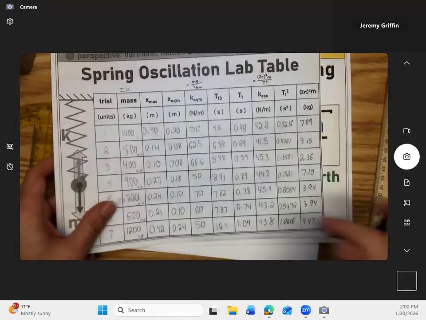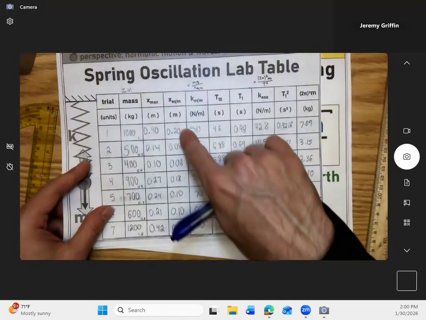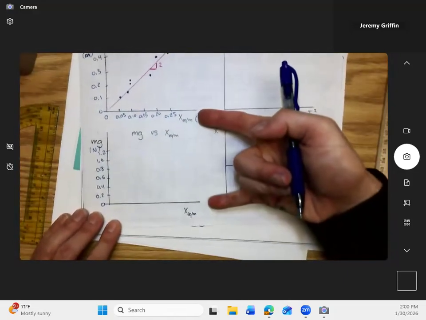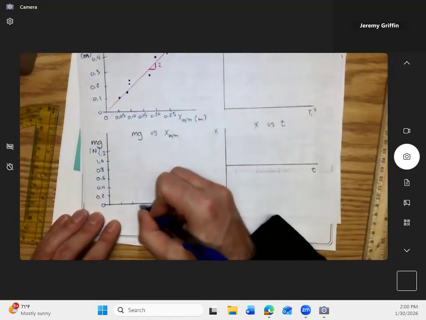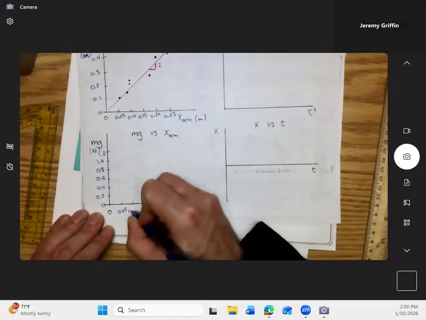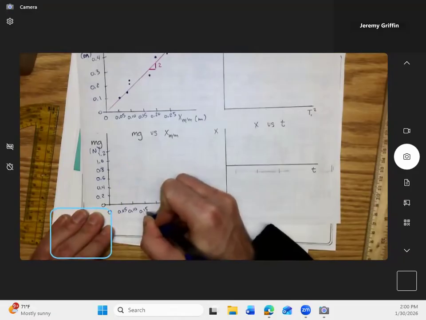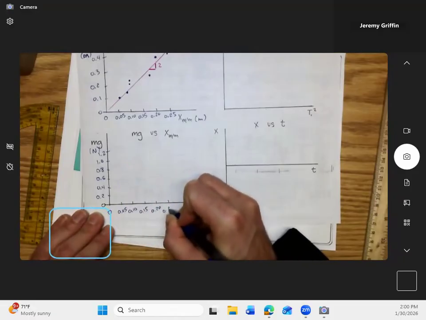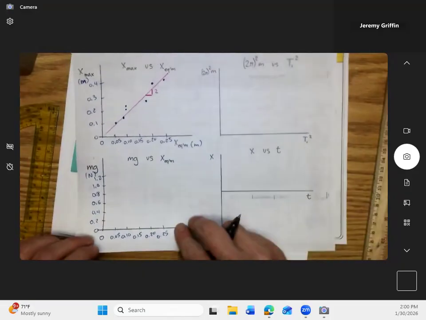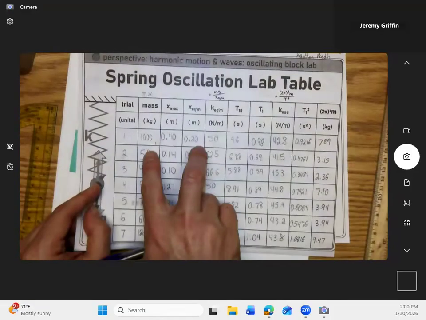All right, how far did this stretch? Looks like up to about 24 centimeters. Which is the same axis as before, so I can scale that the same. 5, 10, 15, 20, 25, 0, 0.05, 0.10, 0.15, 0.20, 0.25. These are, of course, in meters. All right, let's get some coordinates.